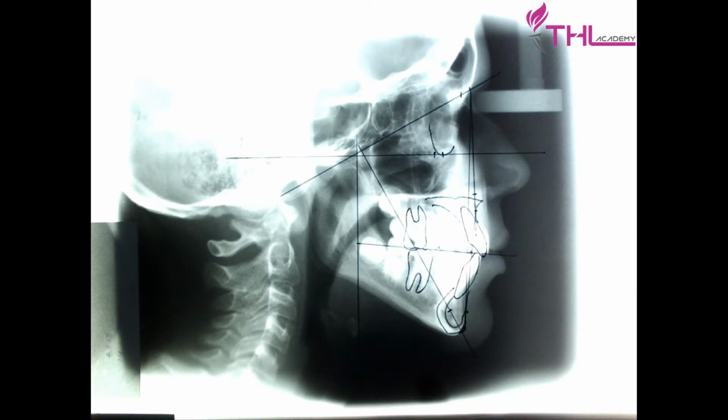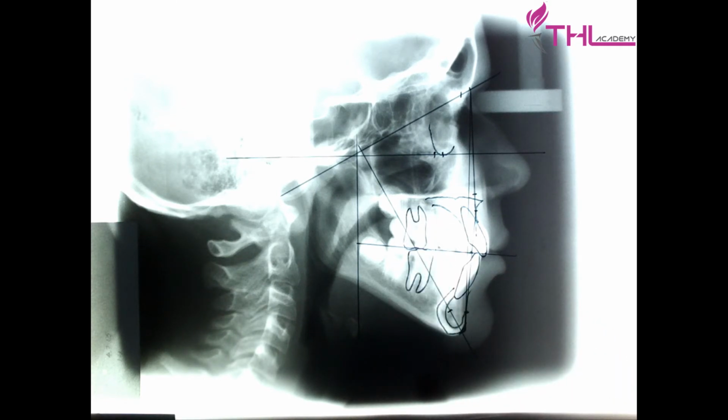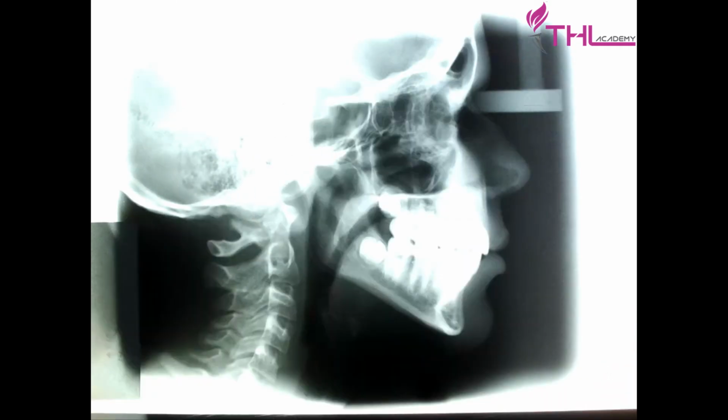And it can help us see the mechanics in this case. In this case it's my error not to hold the molars.